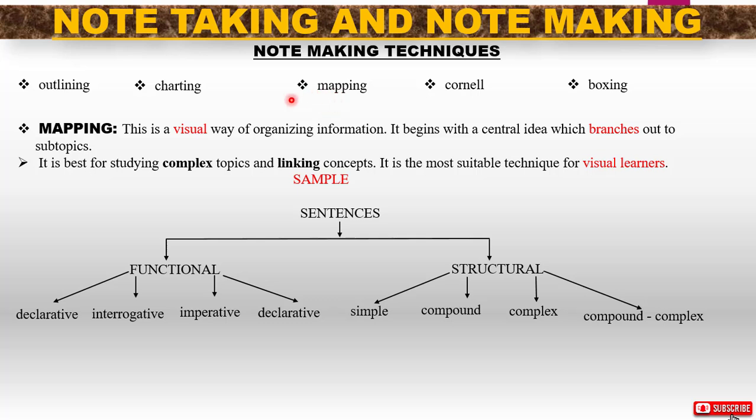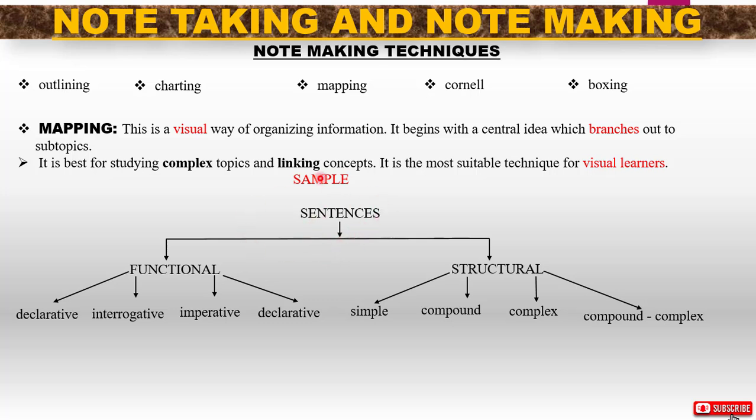What about mapping? Mapping is a visual way of organizing information. It begins with a central idea which branches out to subtopics. Let us see an example. We are saying that mapping is a visual way of organizing information. So this method is suitable for visual learners. Those who always do mind mapping always see the ideas linked visually.